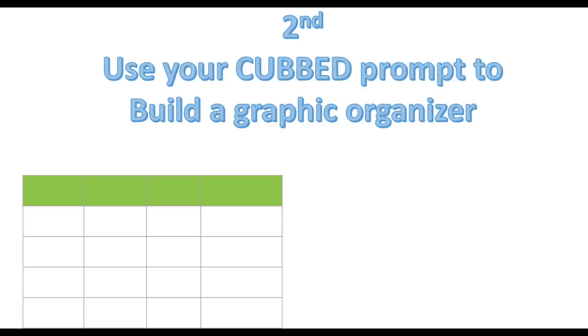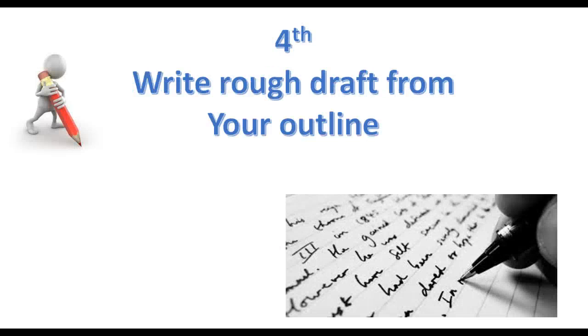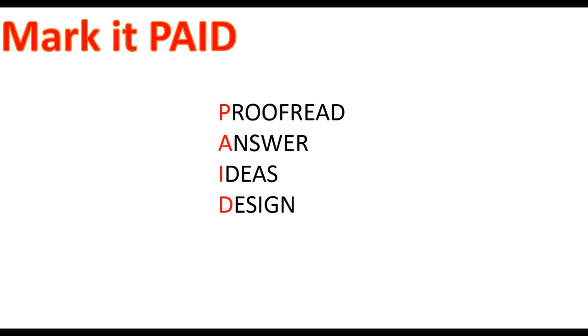Second, you would have used your cubbed prompt to build a graphic organizer like one of the two below. We focused on a table or a bubble graph. Third, you would have moved your information from your graphic organizer to your outline. And fourth, you would have written your rough draft from that outline. Now we're going to mark it PAID.